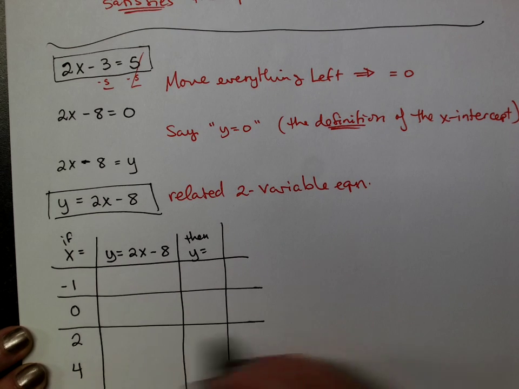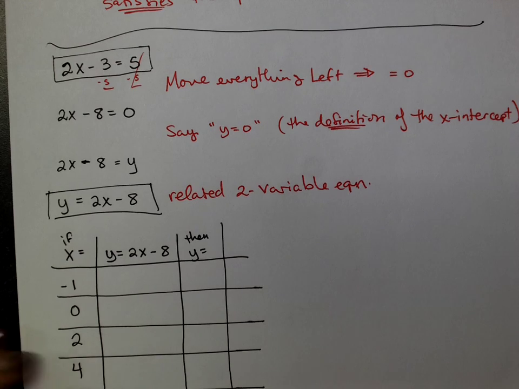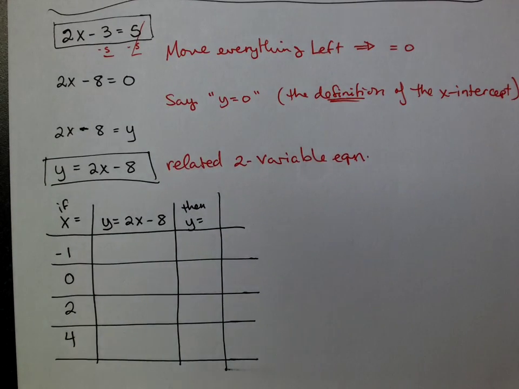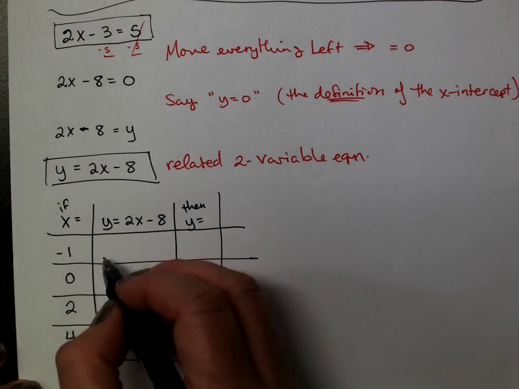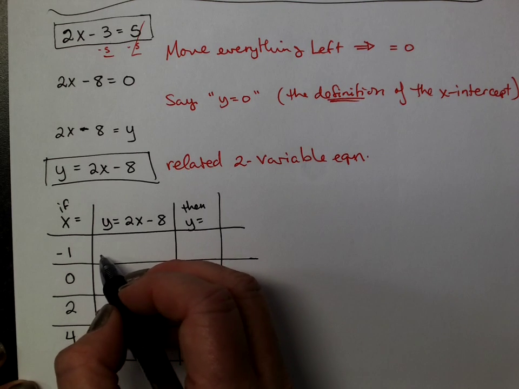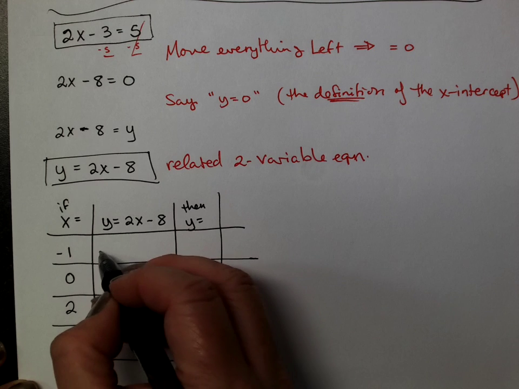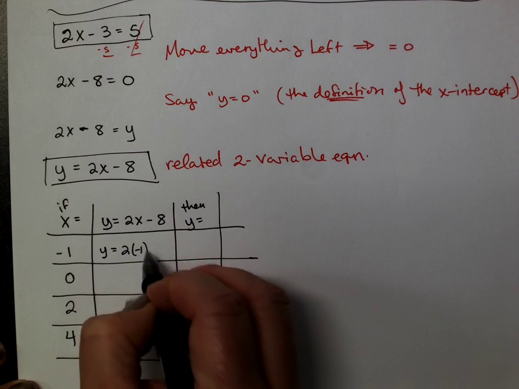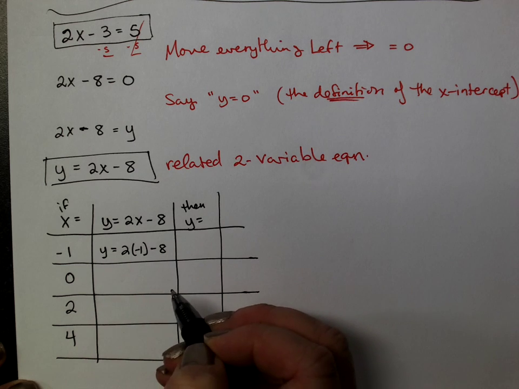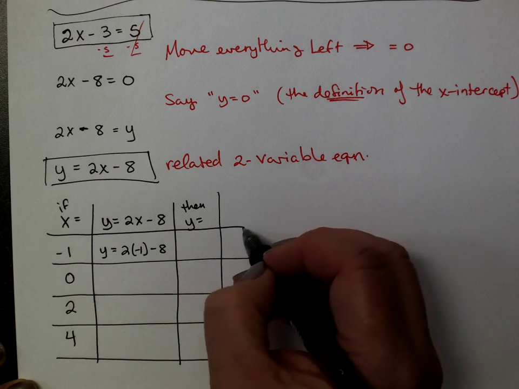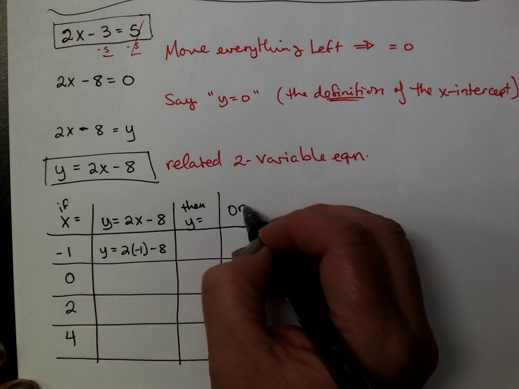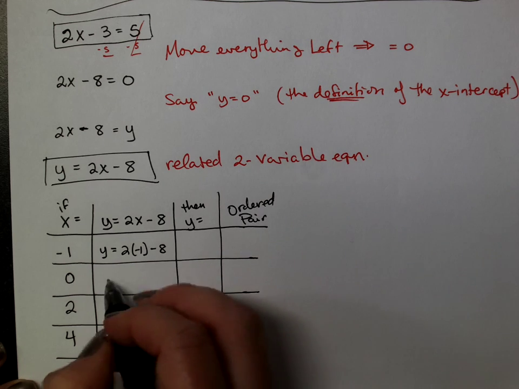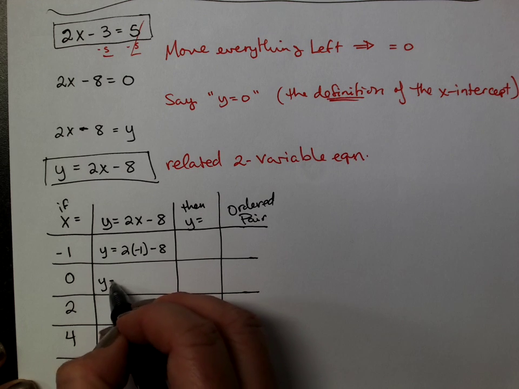Now, just like I was pointing out before, anytime you're plugging something in, whether you're checking the solution of an equation, or in this case in a table of values, always plug things in parentheses. It keeps fractions and negative numbers more clear. So if x equals -1, then y equals 2 times (-1) minus 8. And then you see y. And then write that as an ordered pair. So finish filling out these values.